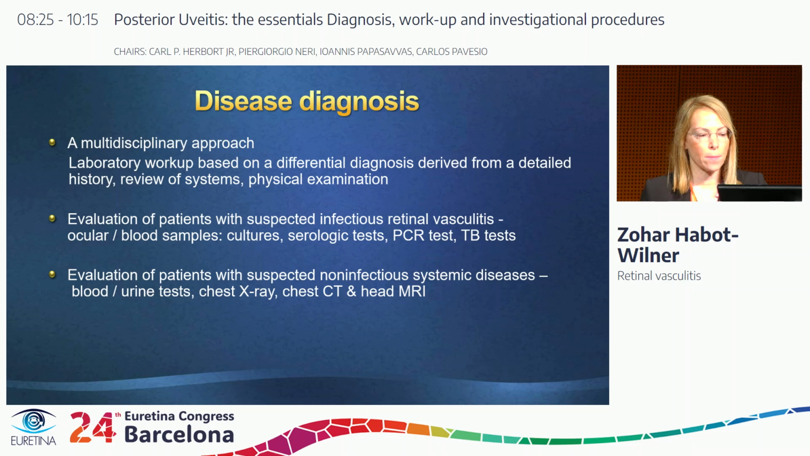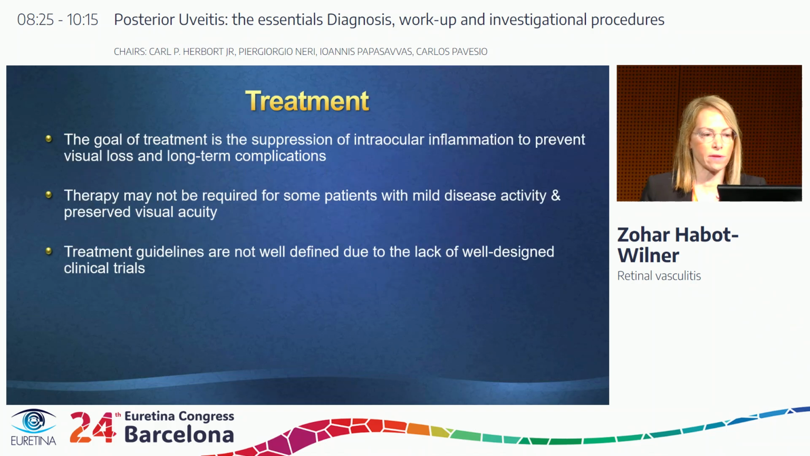When we evaluate patients who have a suspicion for infectious retinal vasculitis, we should always consider taking ocular and blood samples for culture, serologic tests, PCR testing, and also TB, of course. And for non-infectious diseases, blood and urine tests, chest X-ray, chest CT, and head MRI, of course, according to the specific case.